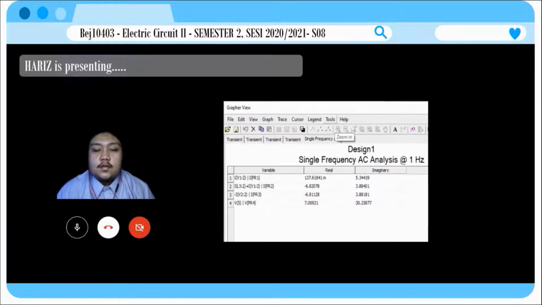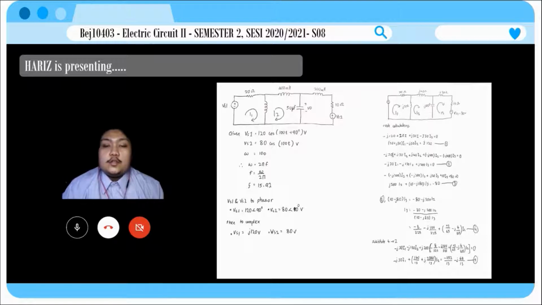As you can see, this is the result of the simulation. It shows the real and imaginary values for the simulation of I1, I2 and Vout. Okay, now we need to prove the simulation with manual calculation. As you can see from the picture beside me, they have given the VS1 and VS2 and also the omega, which is 100. To find the frequency, we use the formula omega equals 2 pi f, and then we get the frequency, which is 15.92. Then we convert VS1 and VS2 to phasor form, and after that we convert it again to complex form.